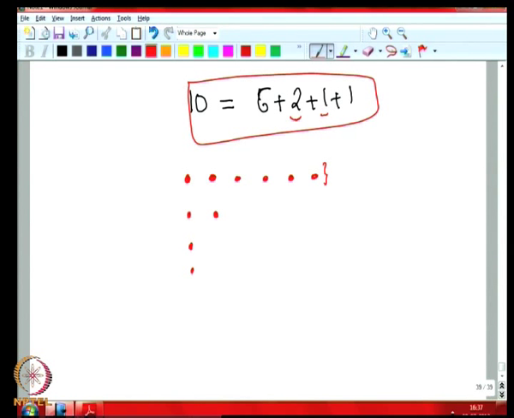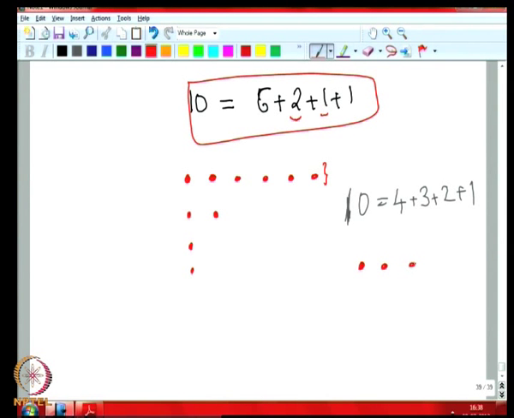You can take another example, for instance, say 10 equal to 4 plus 3 plus 2 plus 1, just to get 4 rows. So the picture will be like this.